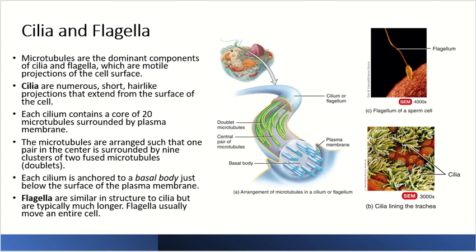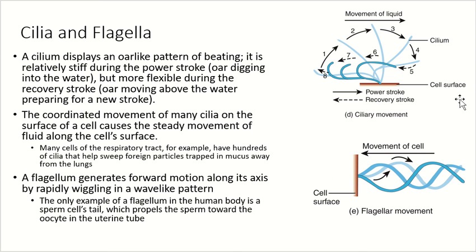And then flagella are going to be kind of similar in structure to our cilia, but they're going to be a lot longer usually. And these are going to be used to move the entire cell, not just create currents. So the only real example of a flagellum that I can think of is the tail on a sperm. I think that's the only example in the human body.